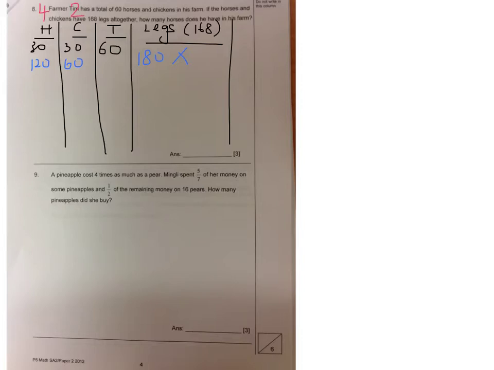So maybe I try 25 horses. I would have 35 chickens, so the total will still be 60. 25 times 4 will be 100 legs. 35 times 2 is 70. So that will be 170. It's still not correct. I still need to have more chickens. If you see carefully, it's very close to 168.